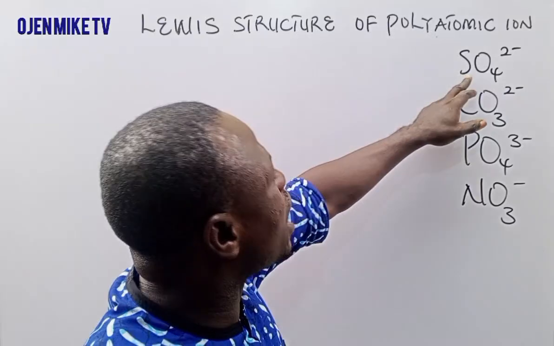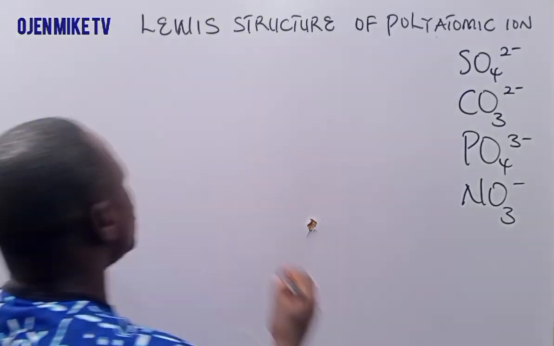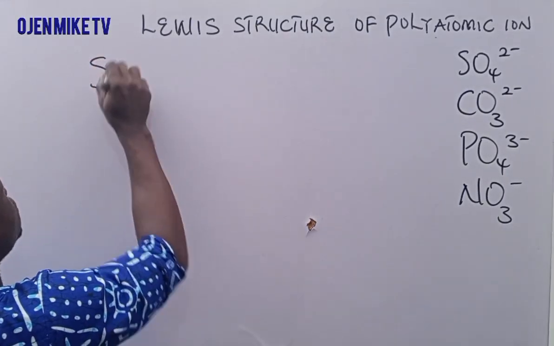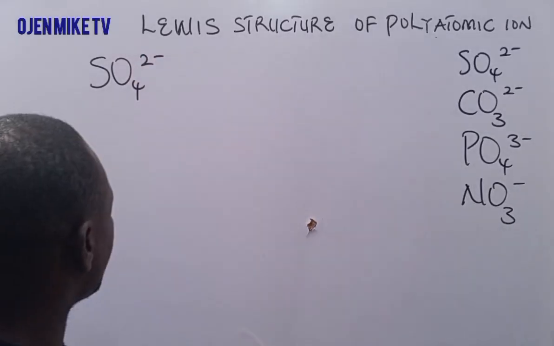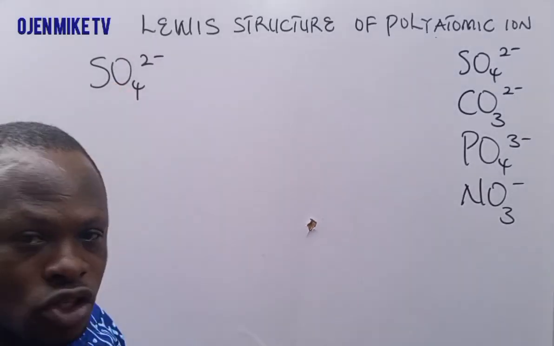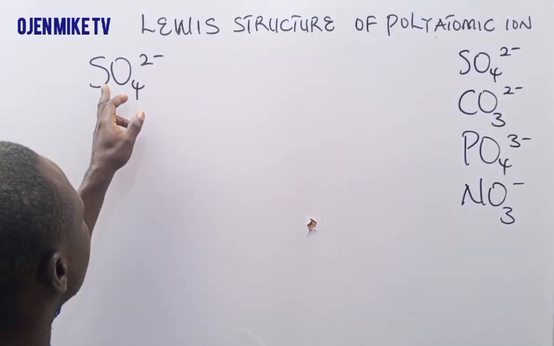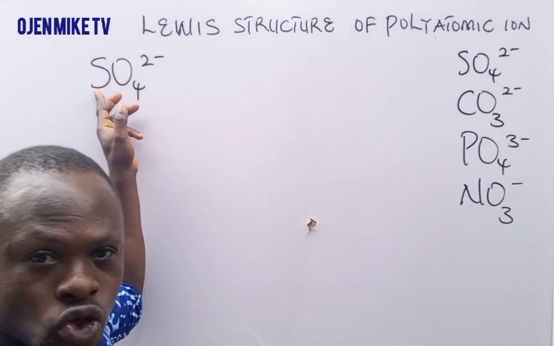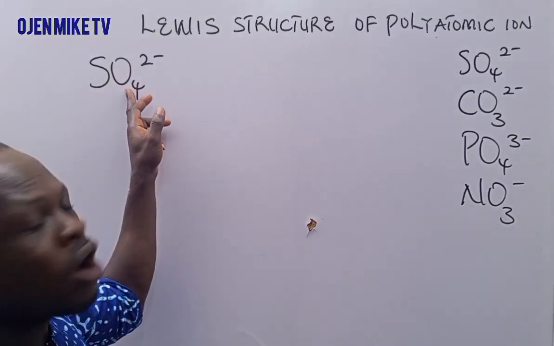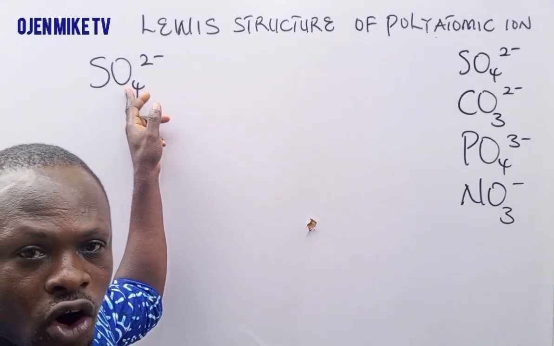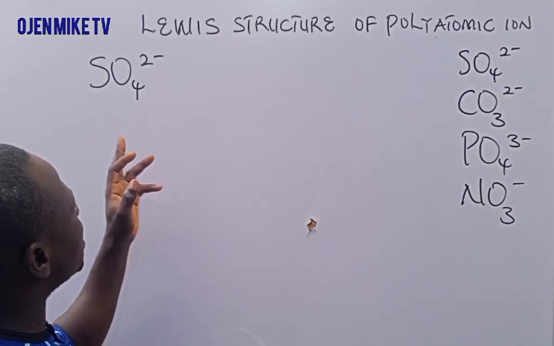Okay, so we will look at the Lewis structure of this sulfate ion. In sulfate ion, SO4 2 minus, this is sulfate ion. How do we draw the structure of this sulfate ion? Now we're going to look at the central atom. The central atom there is sulfur. Sulfur is bonded with four atoms of oxygen. Is that understood? So now, how many valence electrons?